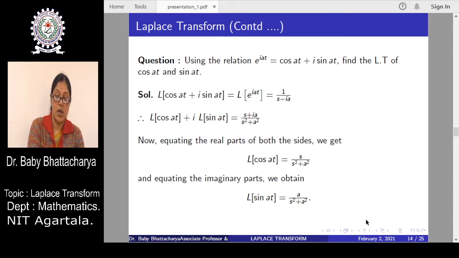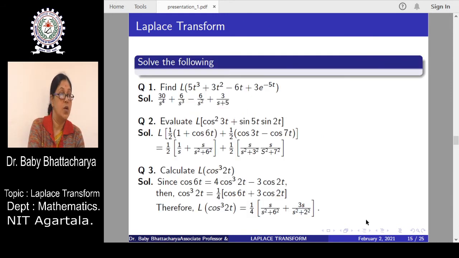Now we are to find the Laplace transformation of some easy problems. First one is to find the Laplace transformation of 5t cube plus 3t square minus 6t plus 3 times e to the power minus 5t.